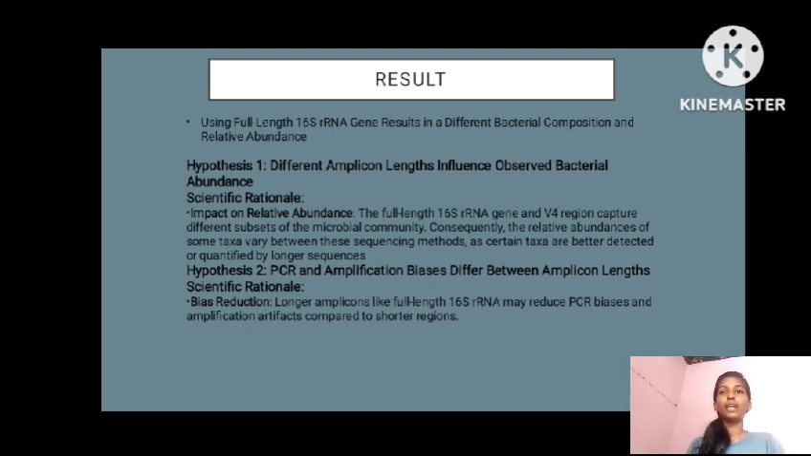Second is the PCR amplification. PCR amplification differs between amplicon lengths. Longer amplicons like full length 16S rRNA are less prone to PCR bias and amplification artifacts compared to short regions, which can lead to differences in observed bacterial composition and abundance.